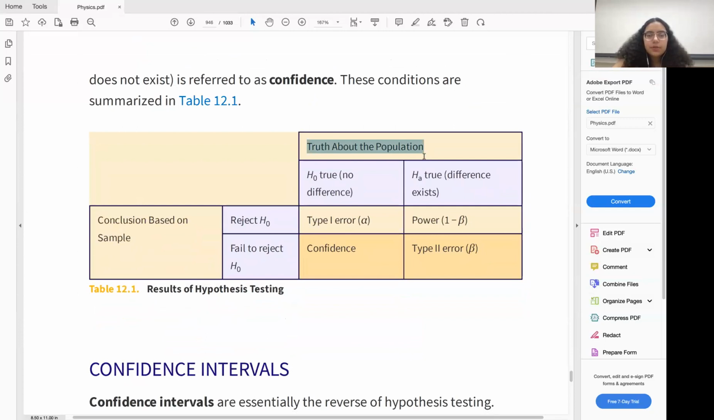So truth, the truth could be that there's no difference or there's a difference, and then your conclusion can be to reject or fail to reject. So you could be correct, or you could have type 1 or 2 errors. So if there is no difference, but you say there is, it's type 1. If there is a difference, but you fail to see it, then that's type 2.